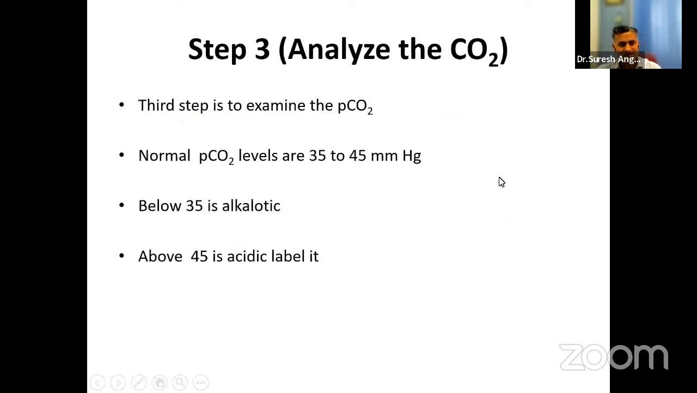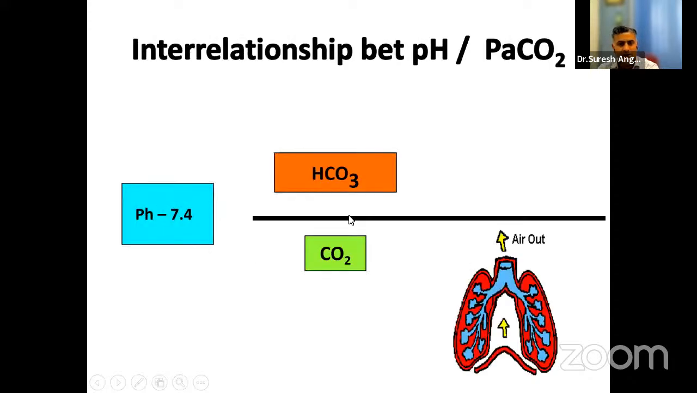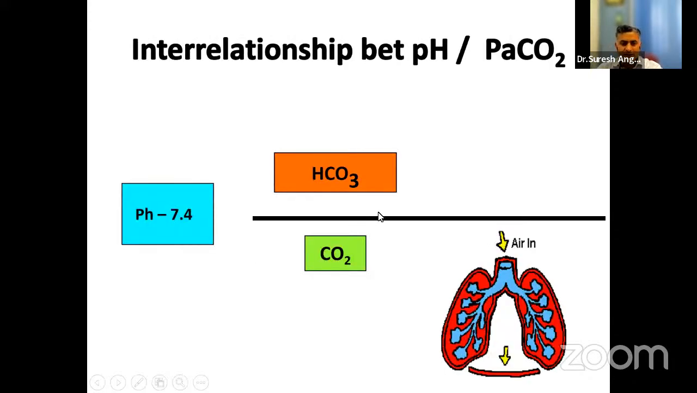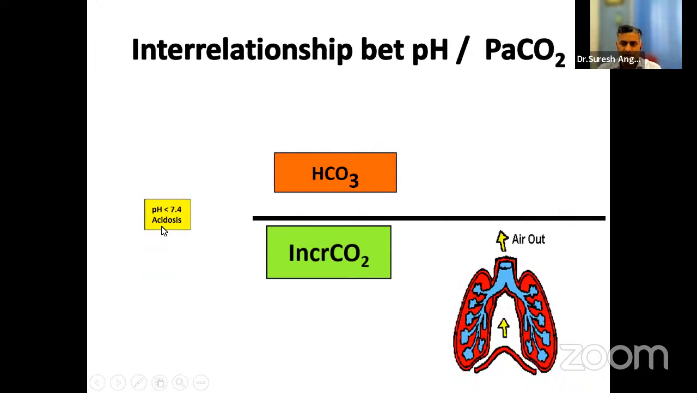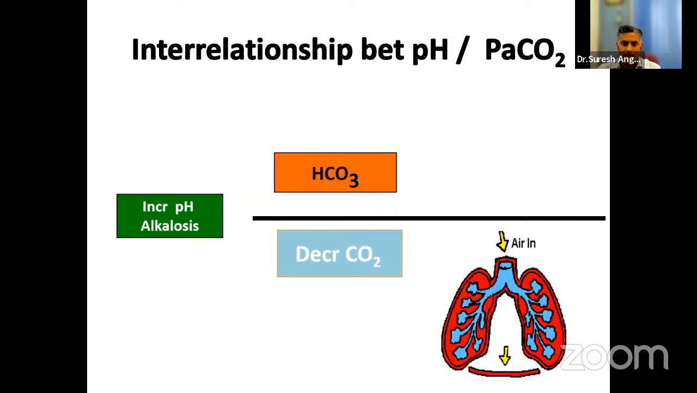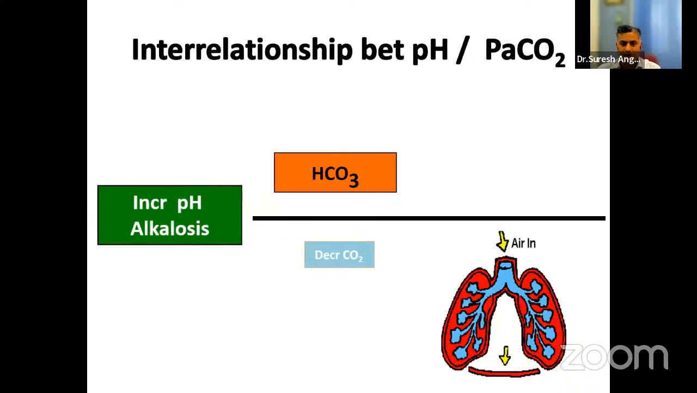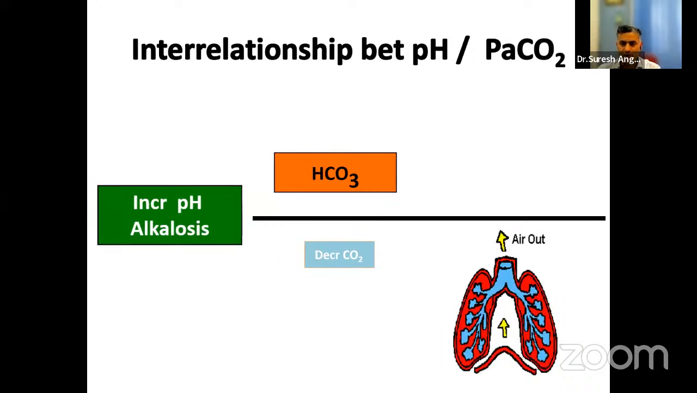The third step is to examine the PCO2. We know that the normal range is 35 to 45. So if it is below 35, it is alkalotic, and if it is more than 45, it is acidic. So this is the relationship between pH and PaCO2. If there is an increase in PCO2, there will be a decrease in pH. So this is acidic pH, and we label it as respiratory acidosis. And if there is a decrease in PCO2, it will lead to an increase in pH. We call it respiratory alkalosis, right?